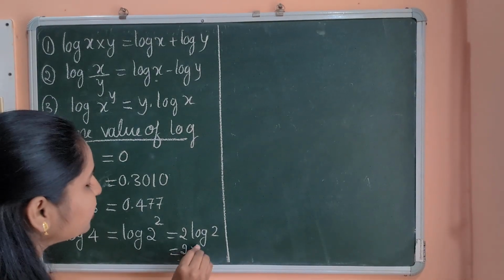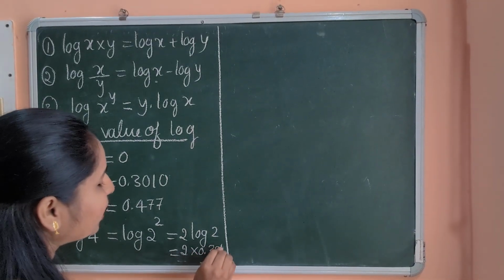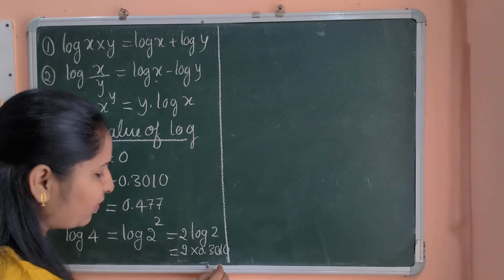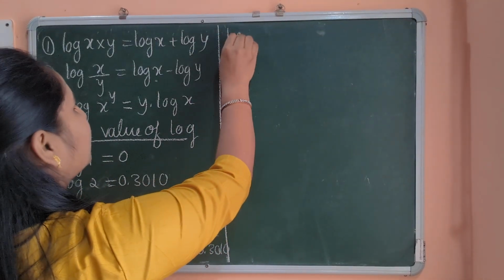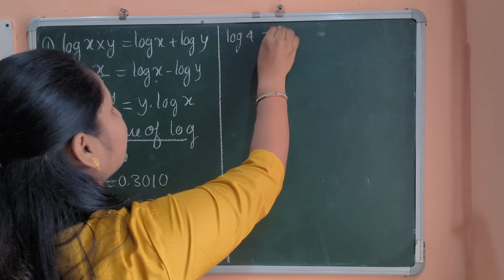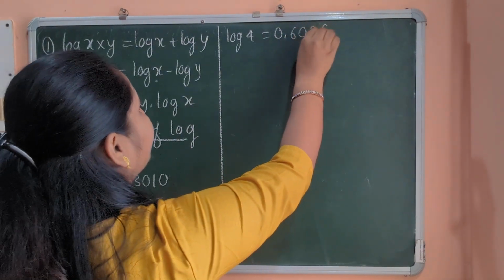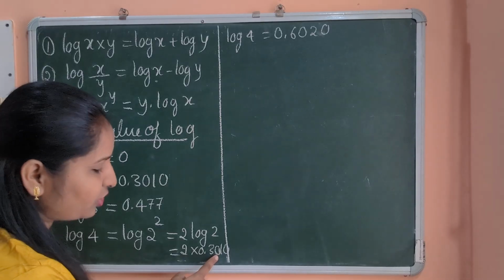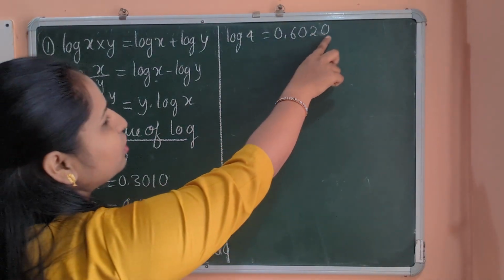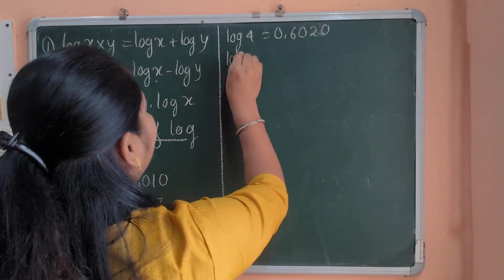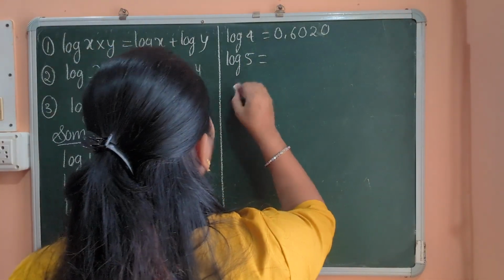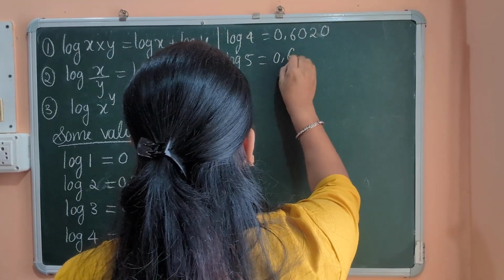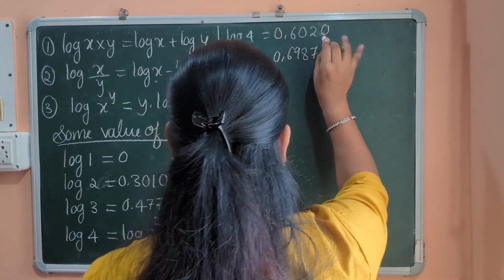So log 2 is 0.3010. Now 2 into 0.3010 is a very simple value, which is log 4 equal to 0.6020. It is easy to multiply also, because 2 into 3 is 6, 2 zeros are 0, 2 ones are 2. So it is 6020. But you have to learn log 5 by heart also, because no other trick can be used here. Log 5 is 0.6987. You have to learn this one by heart.